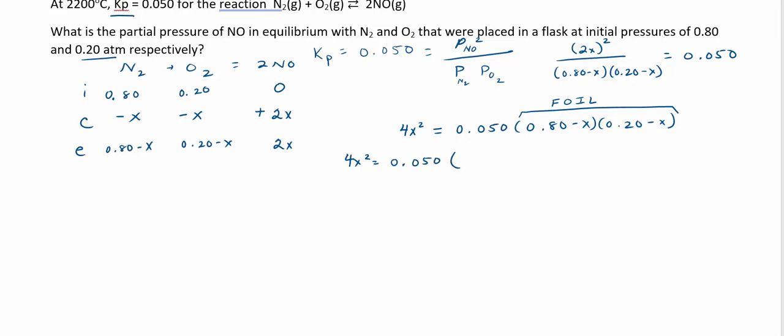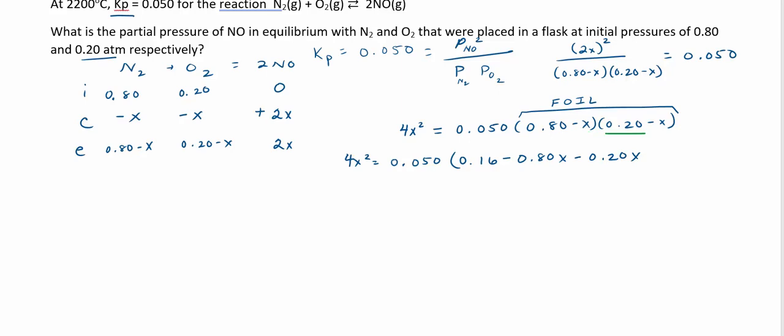So first, I multiply the first elements of this quadratic here, this 0.80 times 0.2, and I get 0.16. Now I'm going to do the outside. The outside numbers means 0.80, this is outside, times this negative x. So I'm going to subtract 0.80x. Now the I for FOIL is inside. So the inside numbers are negative x and 0.20. That means I'm going to subtract 0.20x.